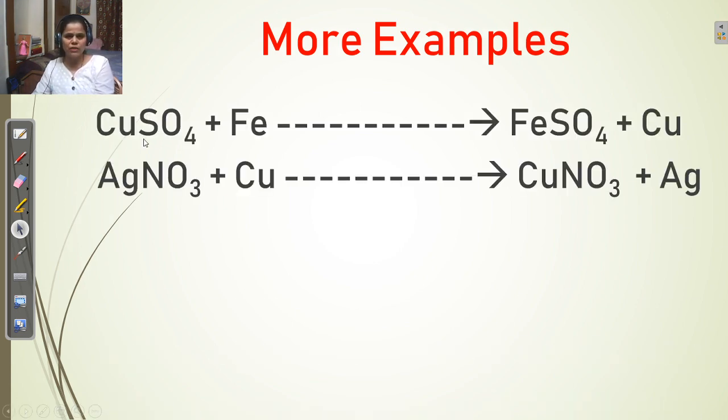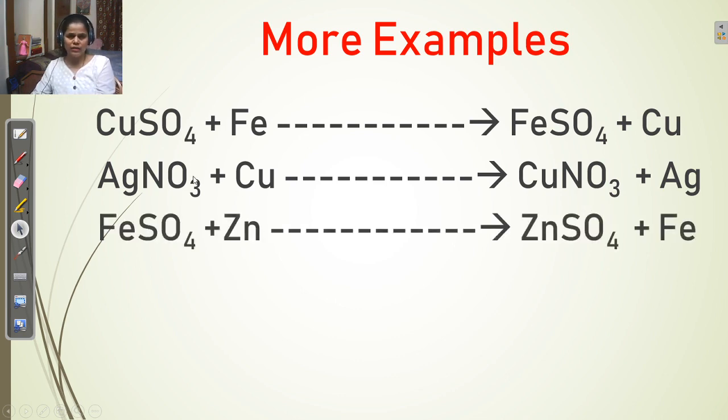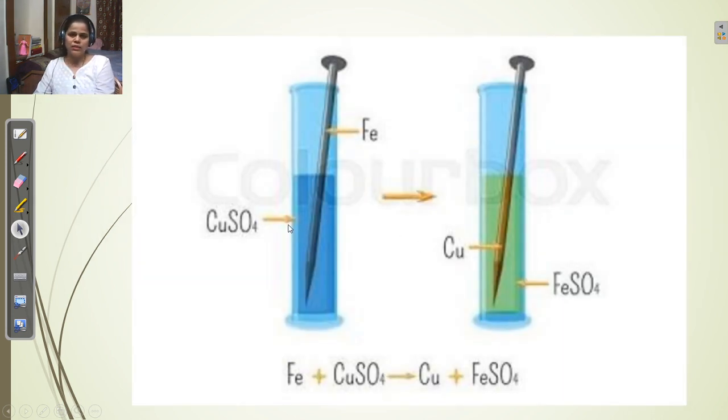Copper sulfate reacts with the iron and forms ferrous sulfate, iron sulfate solution, and copper is displaced. The next example, AgNO3 reacts with the copper and forms copper nitrate and displaces the Ag. And this is the other example: FeSO4, iron sulfate, reacts with the zinc and displaces the iron and forms the solution zinc sulfate. Okay, this is a clear diagram.